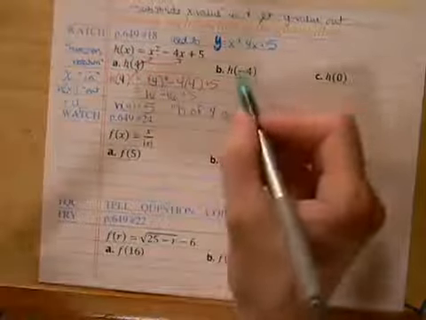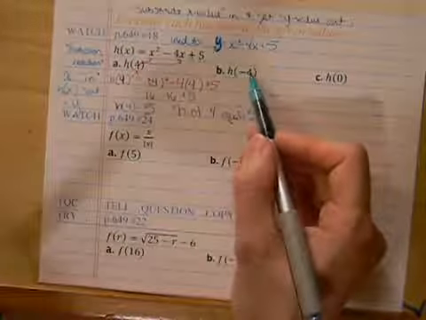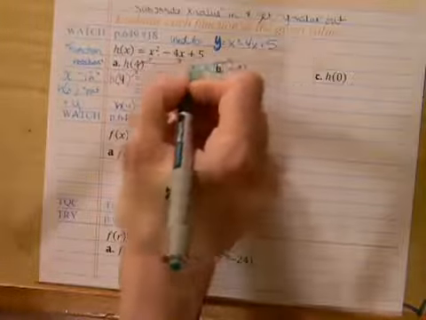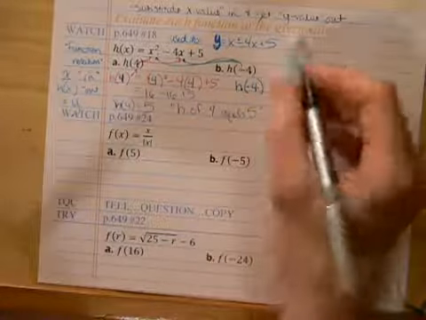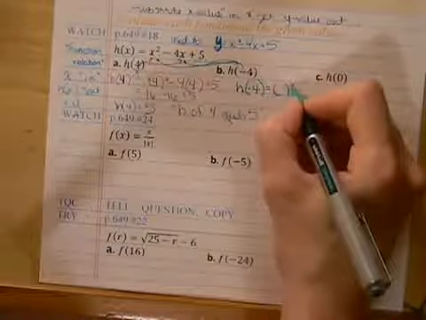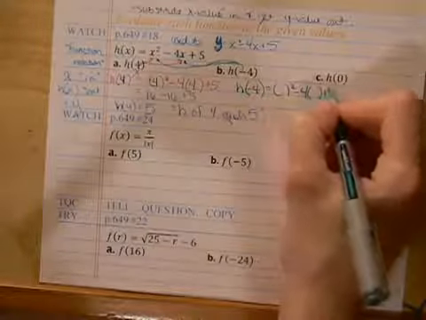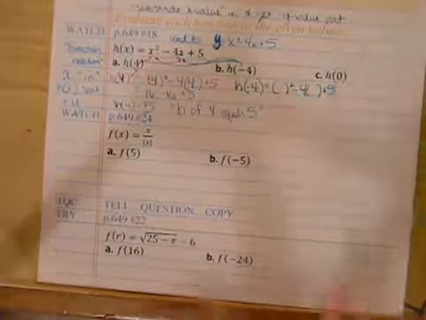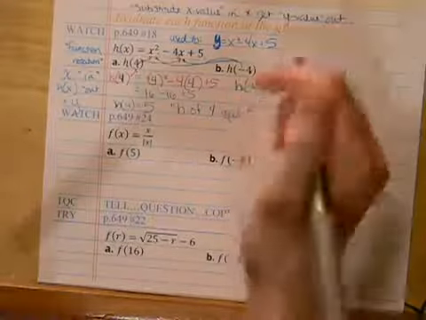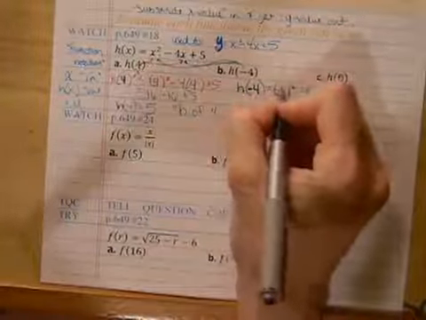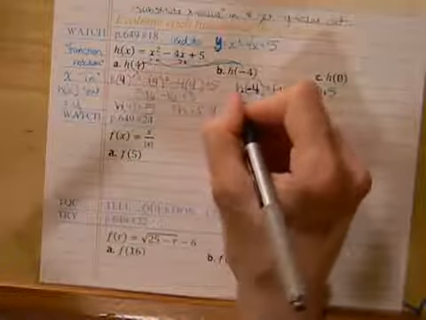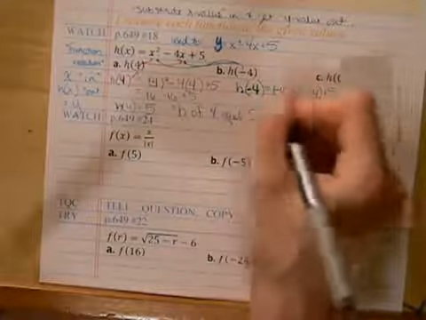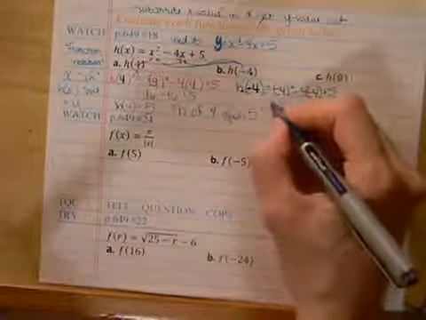Okay? Same type of thing here. h of negative 4. What does that mean? Well, we're going to take that negative 4 and put it in everywhere we see x. So what is happening to negative 4? We want to find out. When we put it into x squared minus 4x plus 5, here's our negative 4, and it's going to go in everywhere we see the x. What happens when you put it into this machine? What will our output be when it comes out?